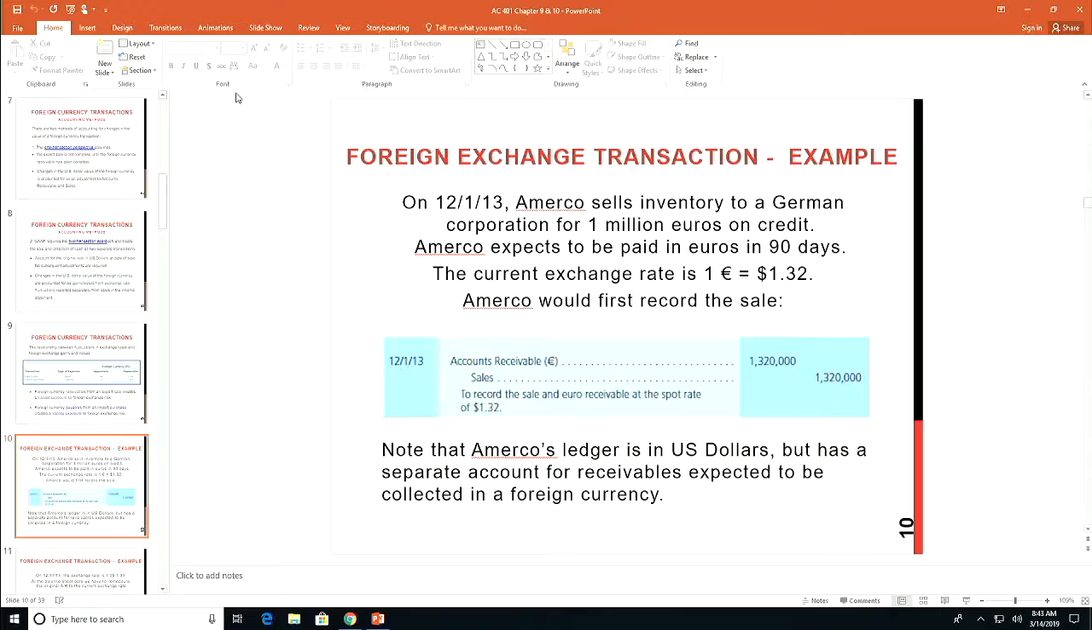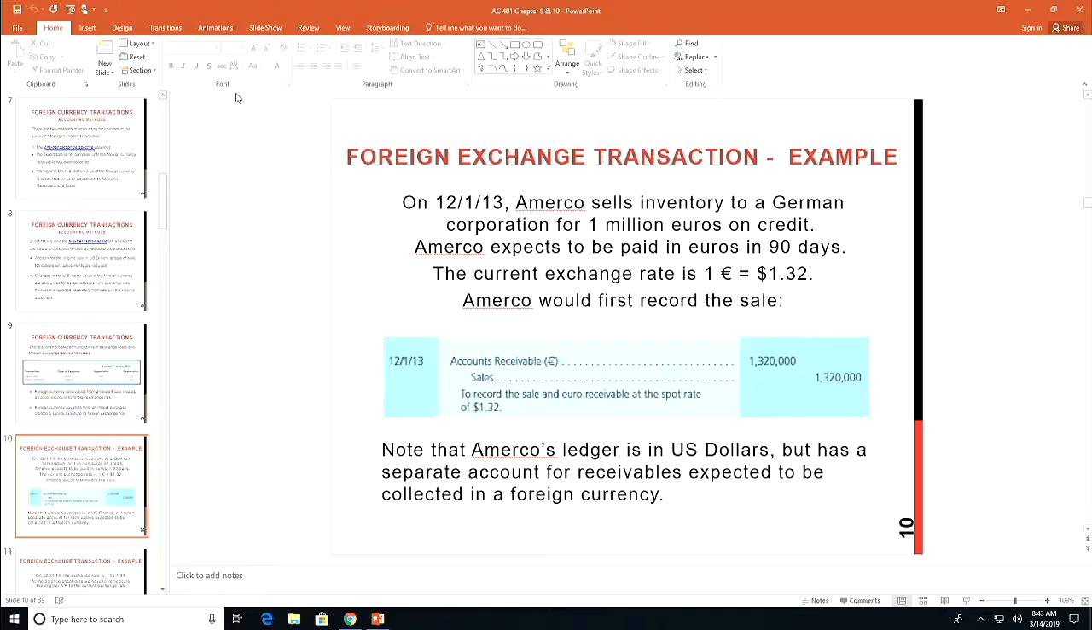So now let's take the example. And remember, you are a US company. You will definitely record everything in terms of dollar value. Your transaction could be in terms of foreign currencies. So let's read this example. Americo company on December 1st sold inventory to a German corporation for 1 million euros on credit, and Americo expects to be paid this euro in 90 days. The current exchange rate is that 1 euro is equal to $1.32.